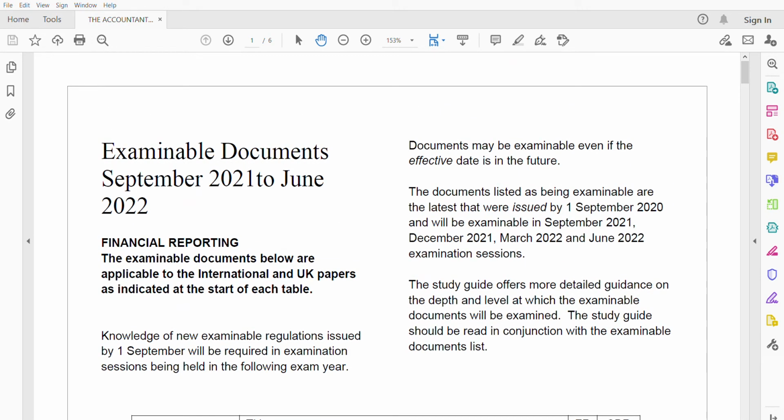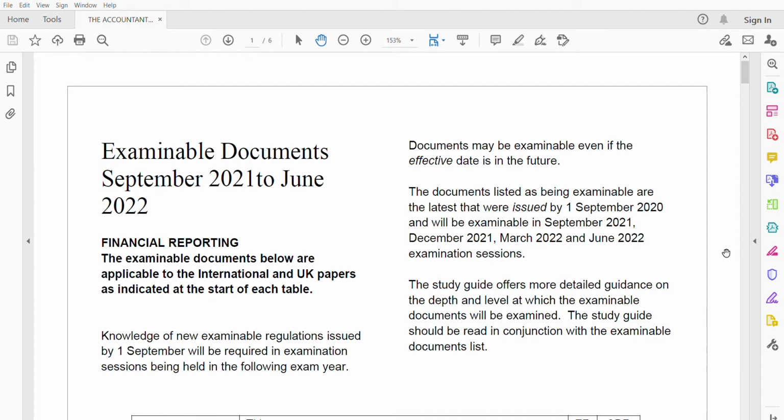Examinable Documents for SBR from September 2021 to June 2022. This is a very important document for all SBR students. You need to go through this. These are some standards, international standards, which will come for your paper.